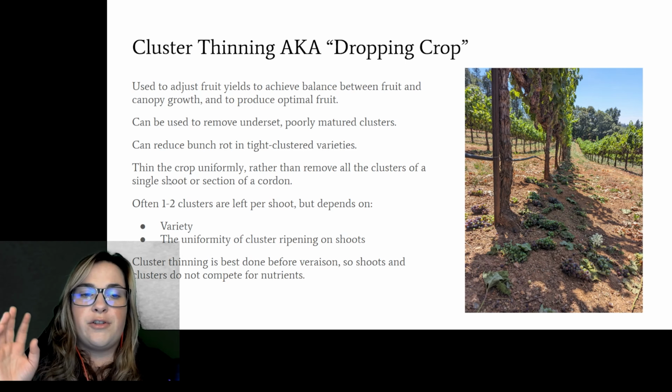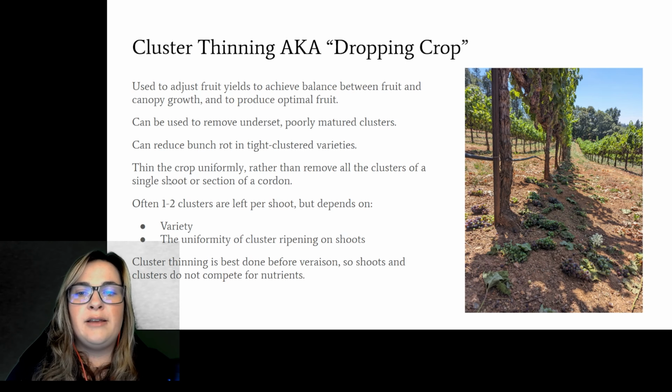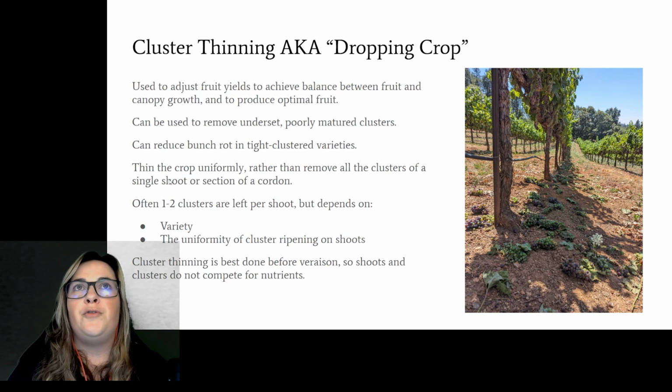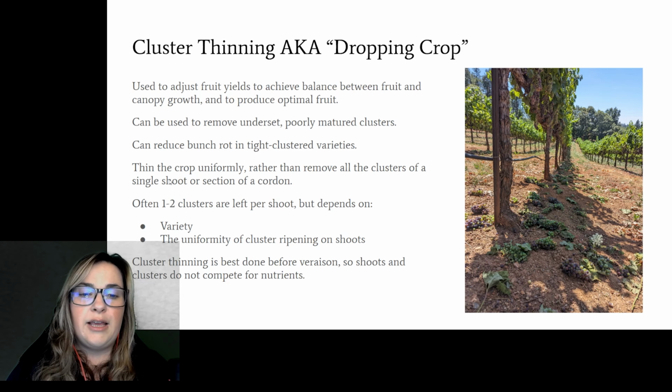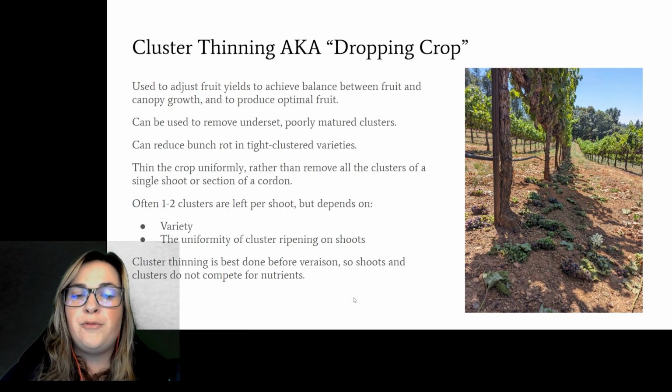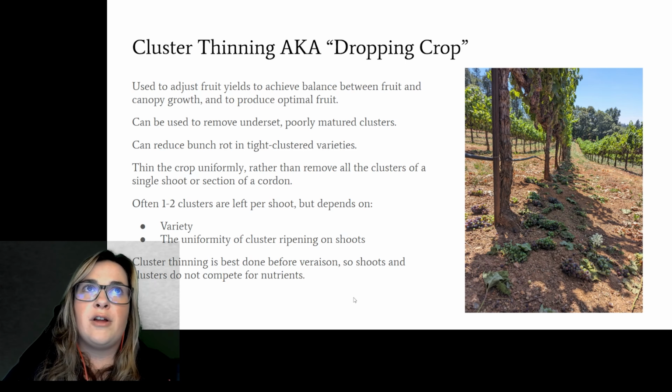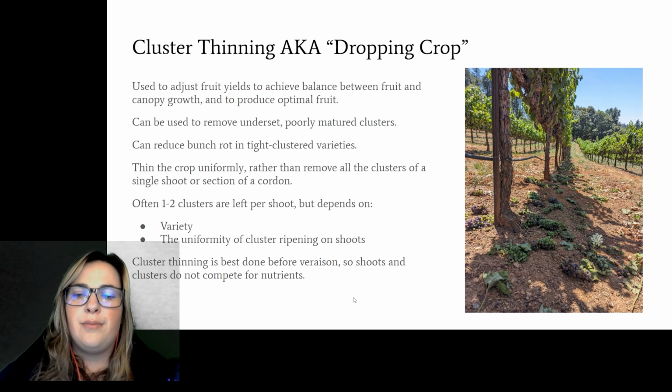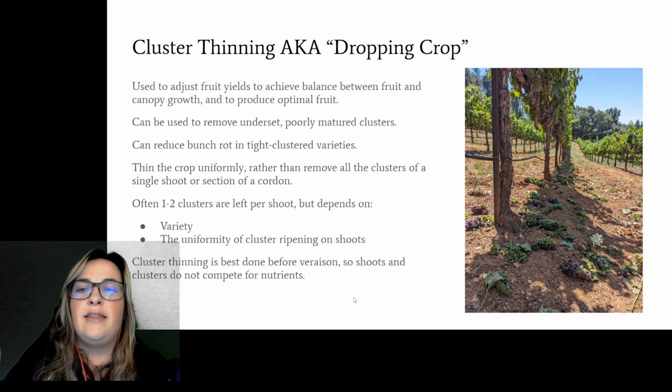You're going to want to make sure that you thin the crop uniformly. It doesn't benefit you to just remove all the clusters from a single shoot or even a single arm or a section of that arm, the cordon. But generally, a rule of thumb is 1 to 2 clusters left per shoot. But again, it depends on the variety, the uniformity of your clusters ripening on shoots as well. So it's best to do this before veraison, so that way you're not wasting sugar content in the grapes, right? Because once veraison hits, that's when sugar starts to accumulate.